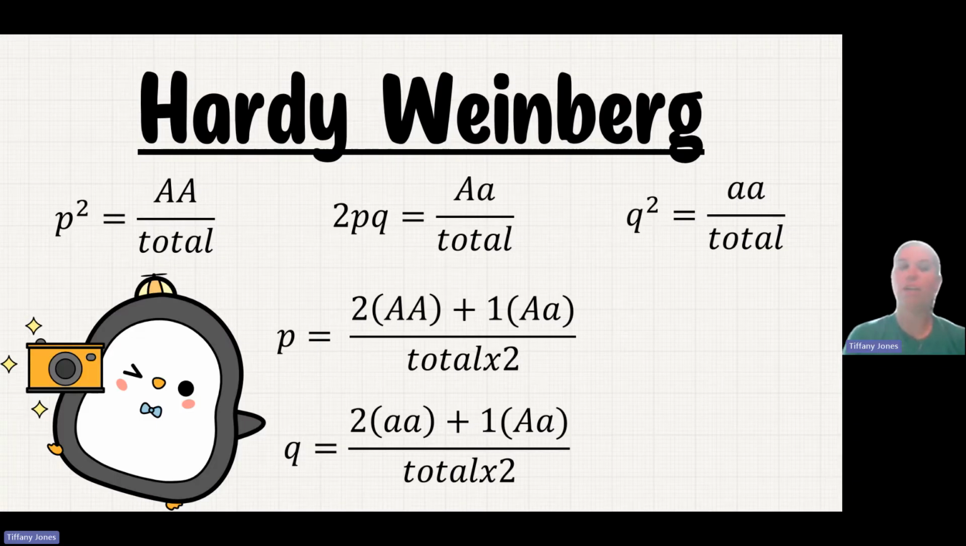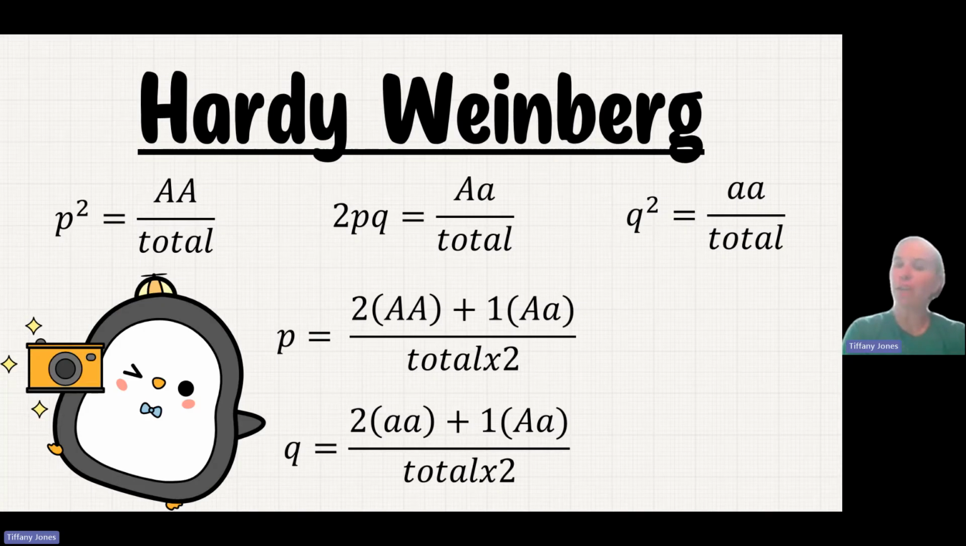If I wanted to know the frequency of the dominant allele, or the frequency of allele 1, I'm going to say 2 times the number of individuals that are homozygous dominant, because they have 2 dominant alleles, plus the number of individuals that are heterozygous, because they have 1 of those dominant alleles. And I'm going to divide by the total times 2, because each individual has 2 alleles. I'm going to do the same for the frequency of my recessive allele: 2 times my homozygous recessive, because they have 2 recessive alleles, plus 1 times my heterozygous, because those have 1 recessive allele, divided by the total individuals times 2.